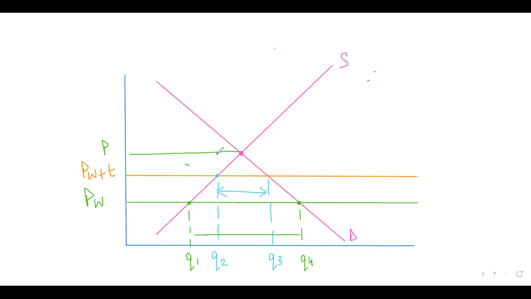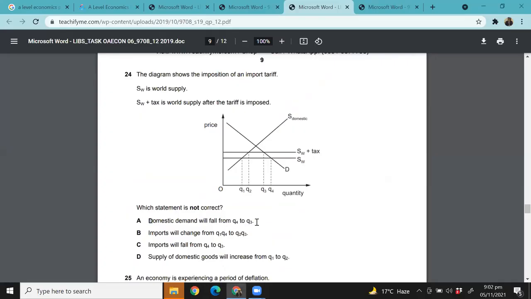Okay. Now let's move back to the question, knowing how the tariff diagram looks. Domestic demand will fall from Q4 to Q3. Did the demand fall when the government imposed the tariff? Looking at the diagram that we just looked at, did the domestic demand decrease when the tariff was imposed? It did, right? So A is correct.